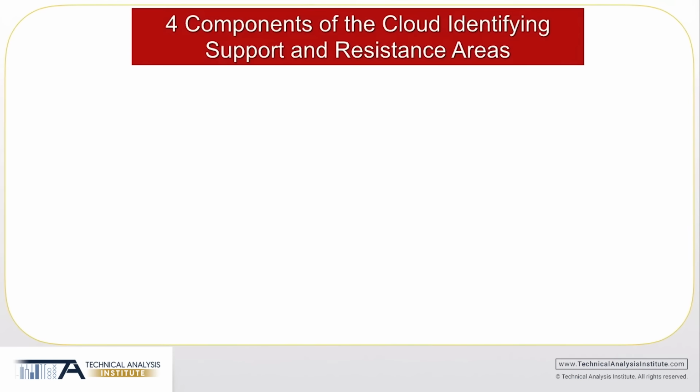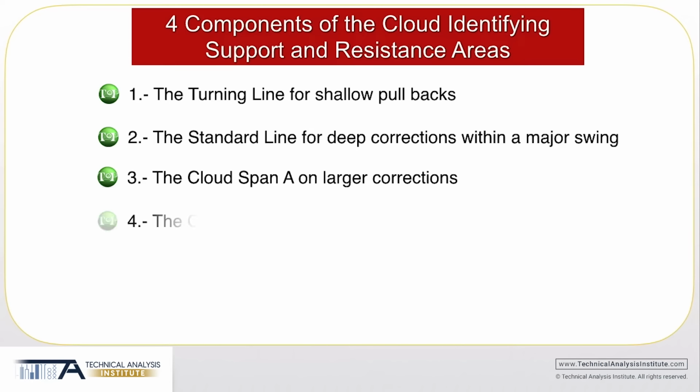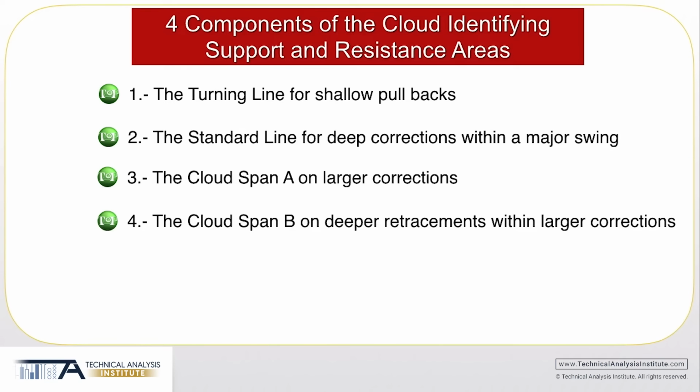So what are the 4 components of the cloud that help us identify support and resistance areas? First, we have the turning line for shallow pullbacks. Then we have the standard line for deep corrections within a major swing. Third, we have the cloud span A on larger corrections. And lastly, we have the cloud span B on deeper retracements within larger corrections.